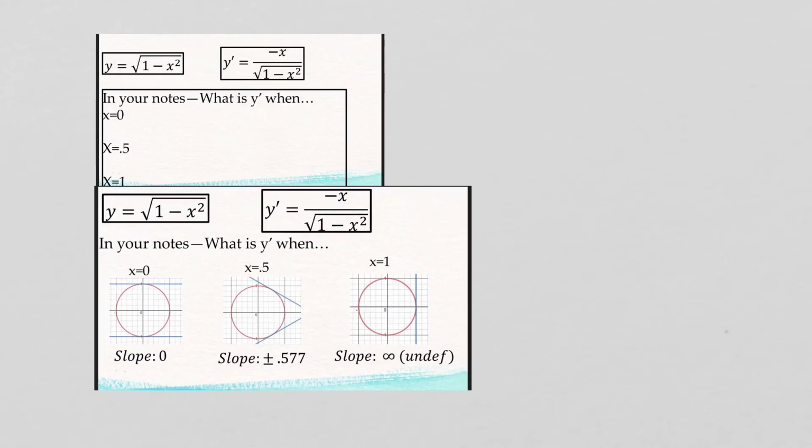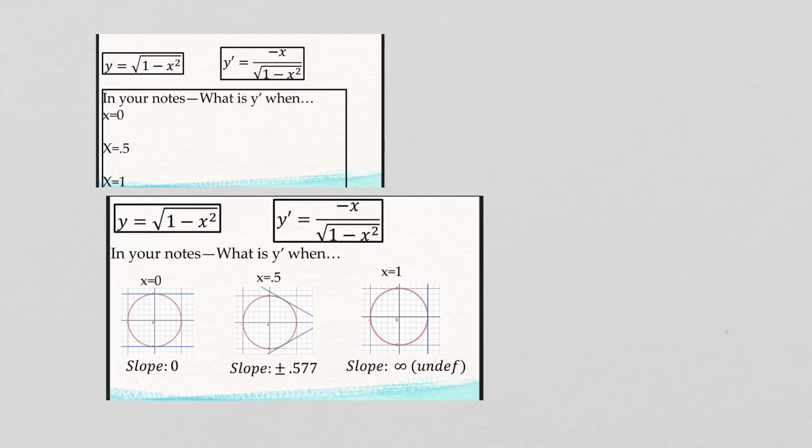Okay, so yeah, when x is 0, the slope is just 0. When x is 1, the slope is undefined because we get negative 1 over 0, so it's infinity. And we can see that on the picture, that we'd have a vertical slope versus horizontal in these two different places. And then at x equals 0.5, it turns out it's either positive 0.577 or negative 0.577.